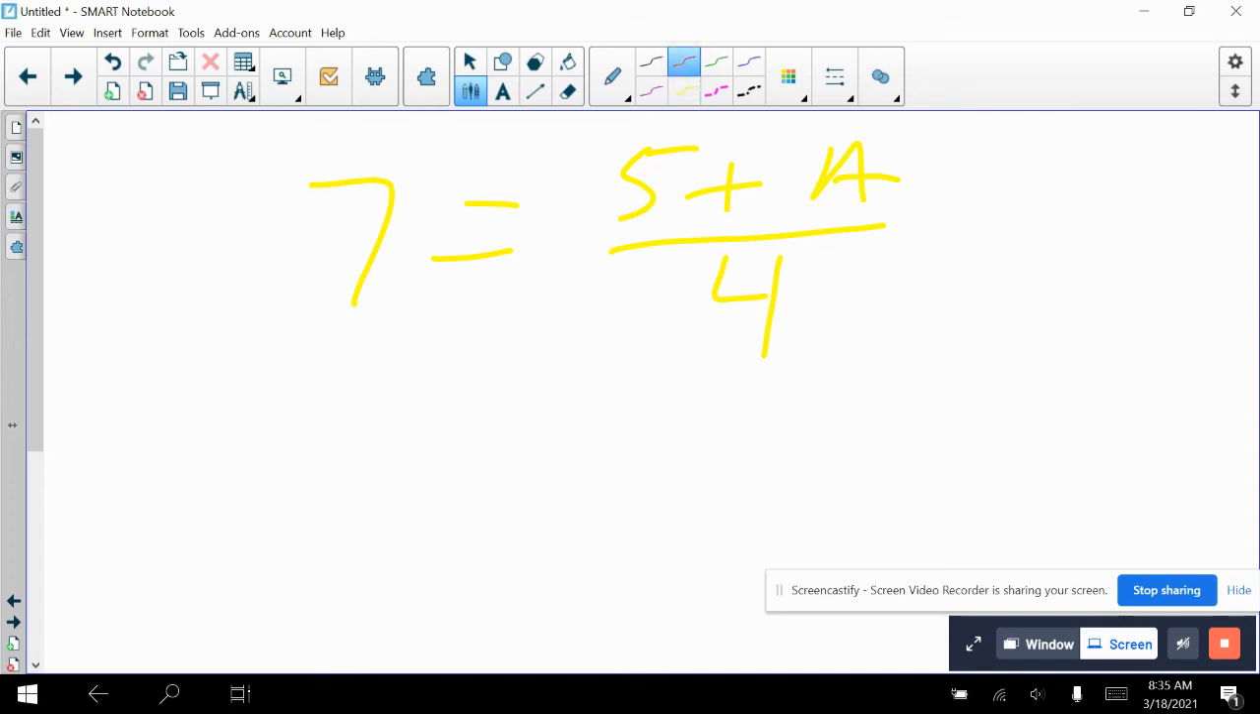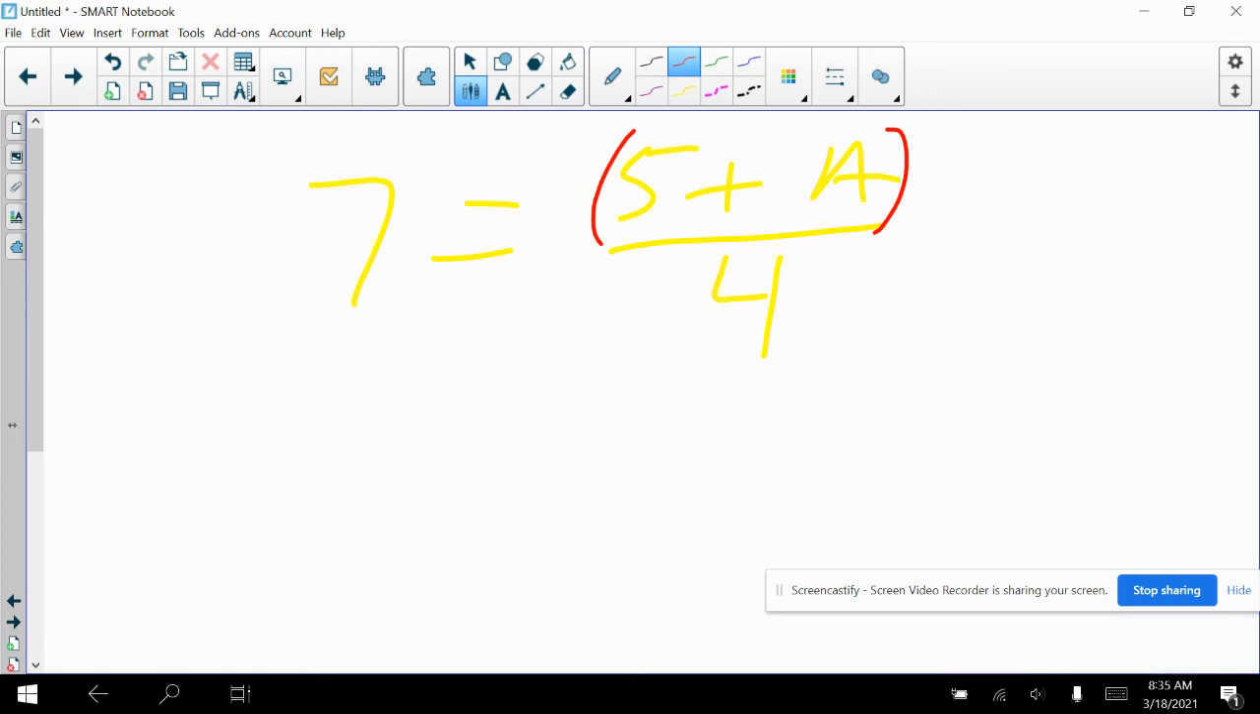Okay, we got 7 is equal to, on top, 5 plus a, divided by 4. Again, what I would do right now, and I do it when I solve mine, is group the numerator. I already know that, obviously, but I do it just as a visual so I know that they are grouped.